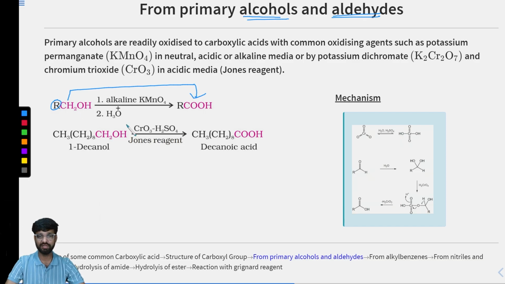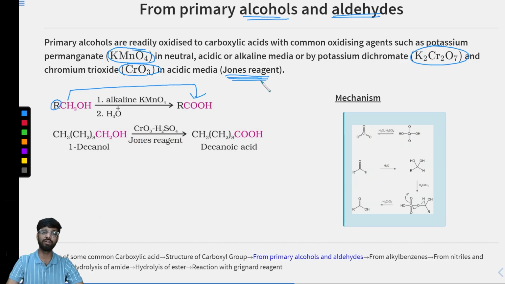So how would you oxidize it? With the help of an oxidizing agent. There are multiple oxidizing agents that can be used to do this. So what are the oxidizing agents? I have shown two types. First one is KMnO4, that is potassium permanganate, and the second one is K2Cr2O7 and CrO3. This is called Jones reagent.